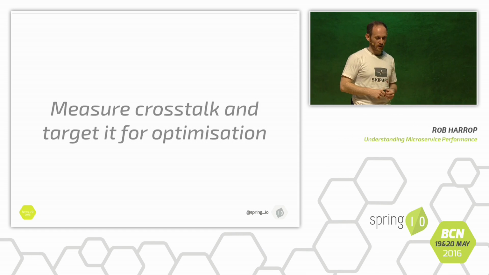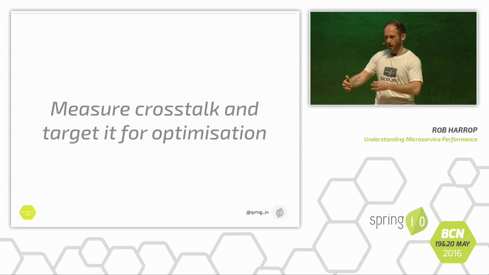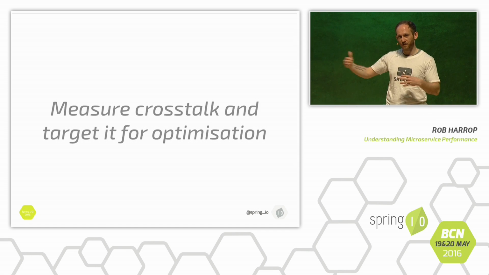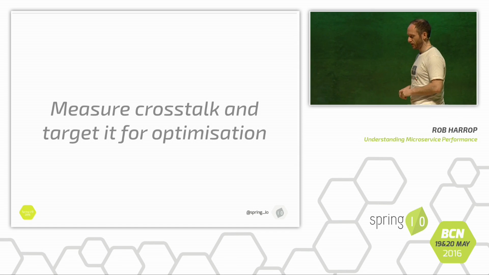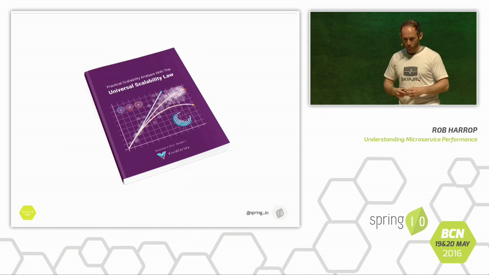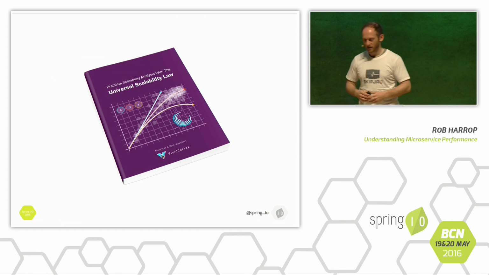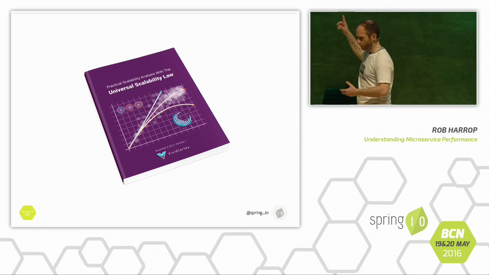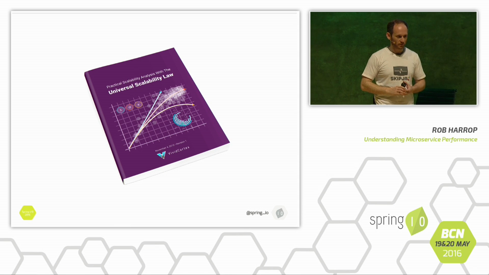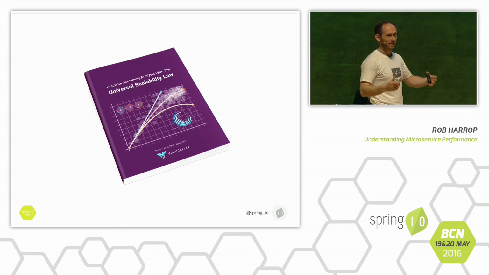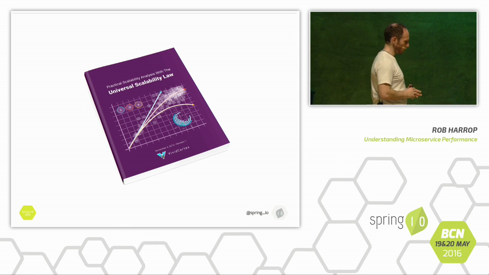So we talk a lot about measuring crosstalk, and the way to do that is to try and measure throughput at different loads and then fit it to the universal scalability law. Two great things you should read. It's a very small ebook by Baron Schwartz, Practical Scalability Analysis with the Universal Scalability Law.